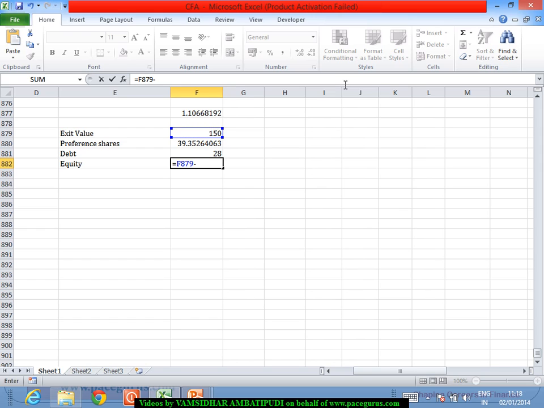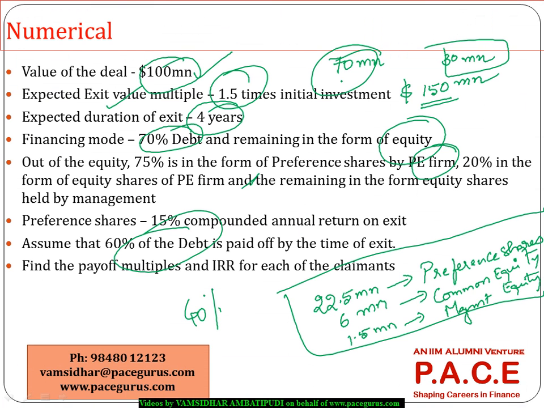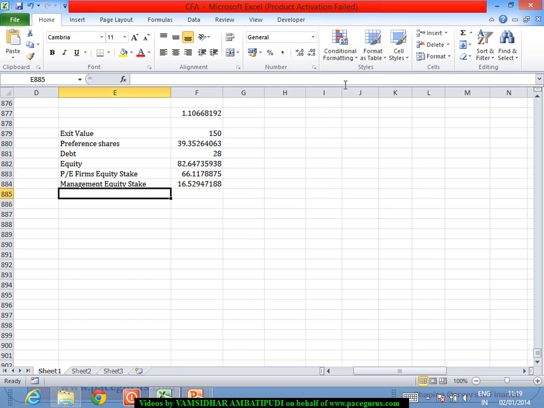So if I am going to sell off this firm at 150, the preference share guys are going to take 39.35, and debt is going to take this. The equity investors are going to get 82.64. So 82.64 million is going to come to these equity investors, and of course, 75%. Out of this equity, 20% is for the management and 5%. So basically a 4:1 kind of ratio between the PE investor and the management. So the PE firm's equity stake, out of this entire 82.64, they are going to get 4 by 5, so they are going to get around 66, and the management equity stake, they are going to get 1 by 5, so around 16 out of this.